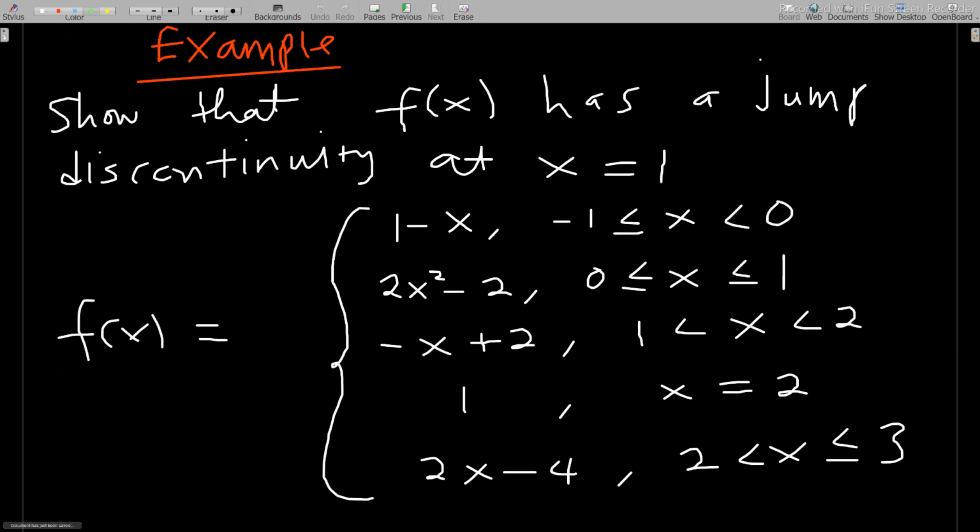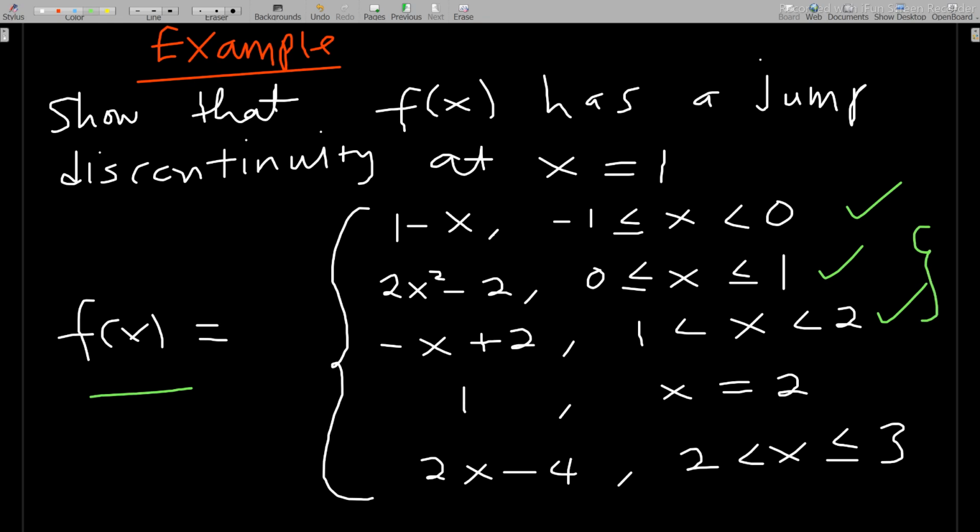So let's move on to an example which will show us jump discontinuity. Show that f of x has a jump discontinuity at x equals 1, and this is our f of x. With the first range, we don't have any problem because it doesn't include 1. With the second range, we have values less than or equal to 1, so the left hand side limit at 1 is there. With the third range, the right side limit is also there, because values greater than 1 but really close to 1 are found in the third range. So we are going to use the second and third functions.